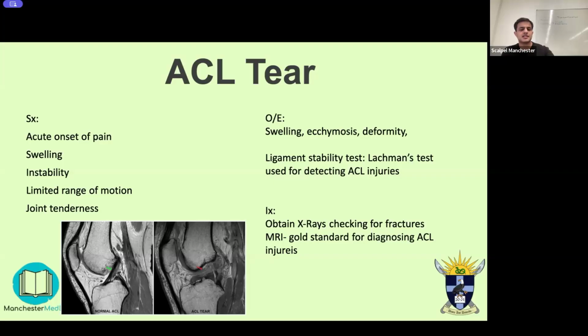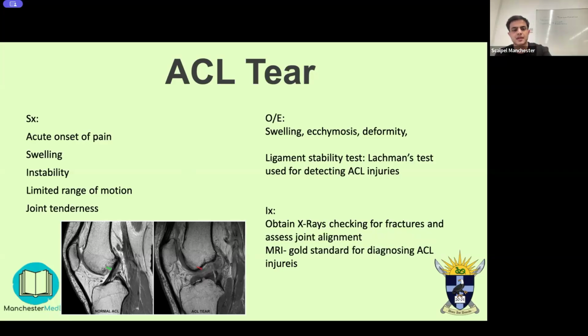MRI. As you can see below, on the left is a normal ACL. So you can see the knees quite aligned. There's that connection of the tendon there. And then over here, you can see that the tendon, the ACL, no, so it's not tendon, it's a ligament, sorry. But yeah, it's not joint bone anymore.